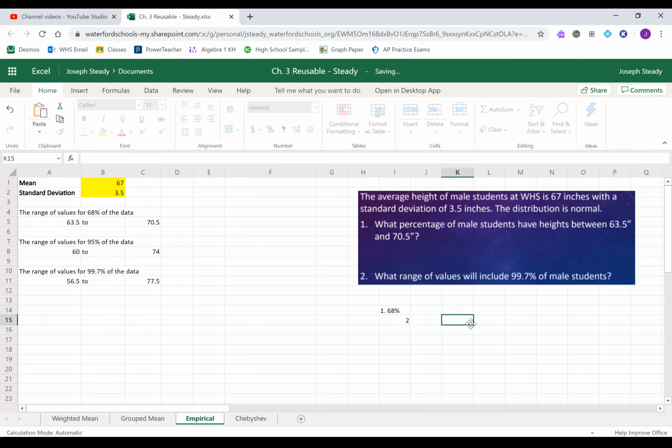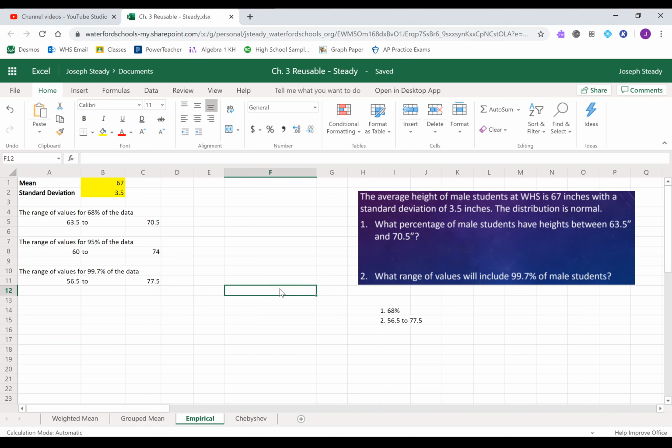For question 2, what range of values will include 99.7% of male students? Well, for that, I come down here, I find 99.7, and I say, okay, well, there's my range of values. So for number 2, it's 56.5 to 77.5. That is my range of heights that gives that 99.7% of male students at Waterford High School will fall in for their heights. So you can use this to go either direction. The same spreadsheet will get you both answers.